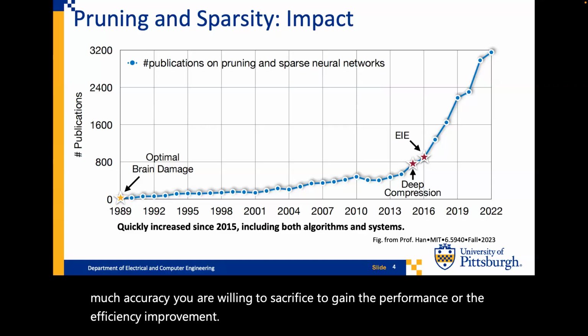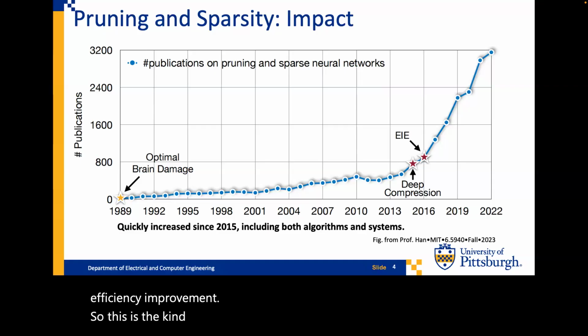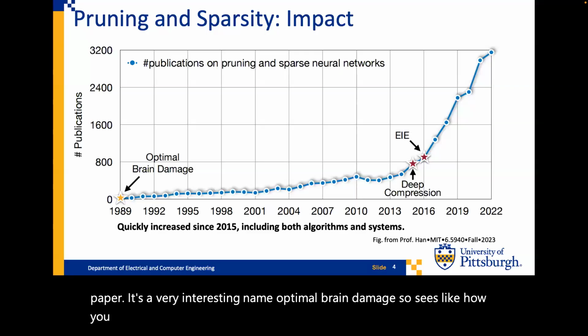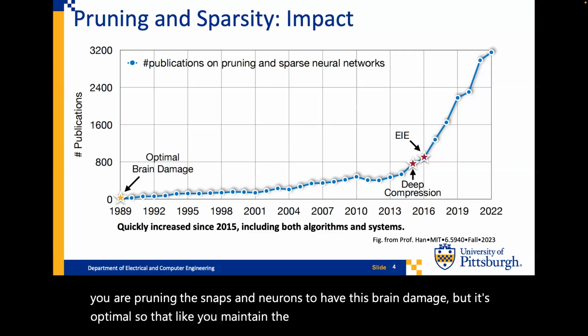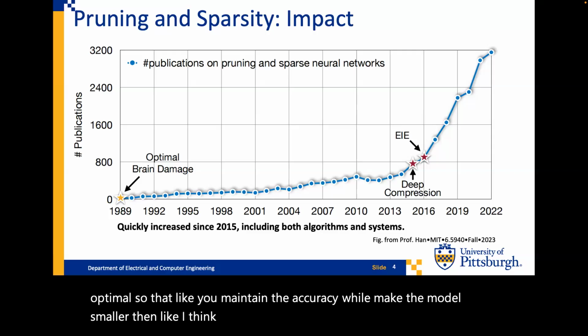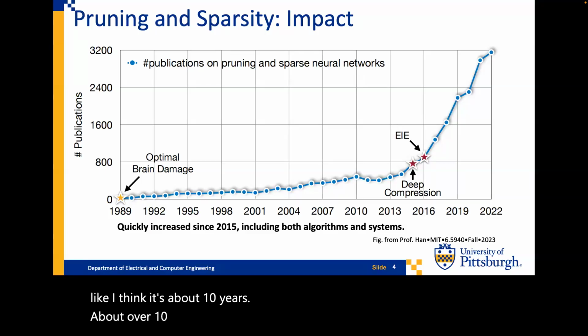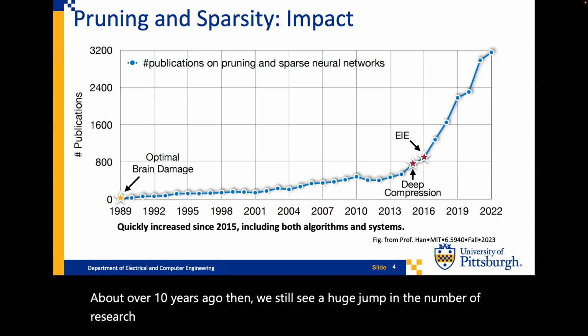This is the number of publications over time. The first paper has a very interesting name, Optimal Brain Damage. It says how you prune the synapses and neurons to cause this brain damage, but it's optimal, so that you maintain the accuracy while making the model smaller. That was about over 10 years ago, and then we still see a huge jump in the number of research papers on how to do efficient AI.